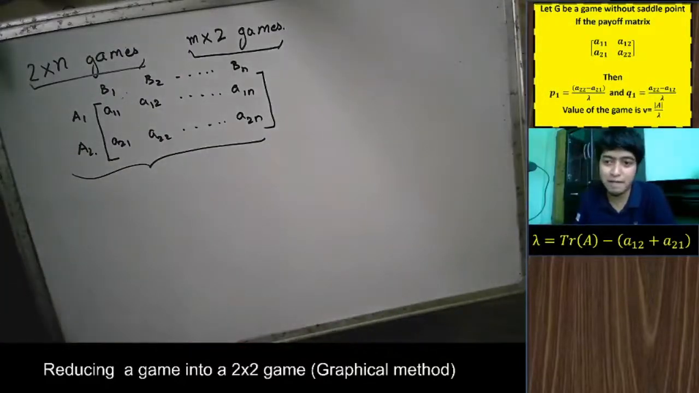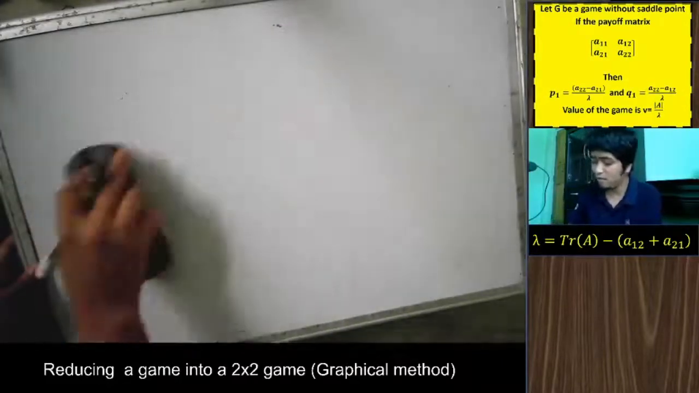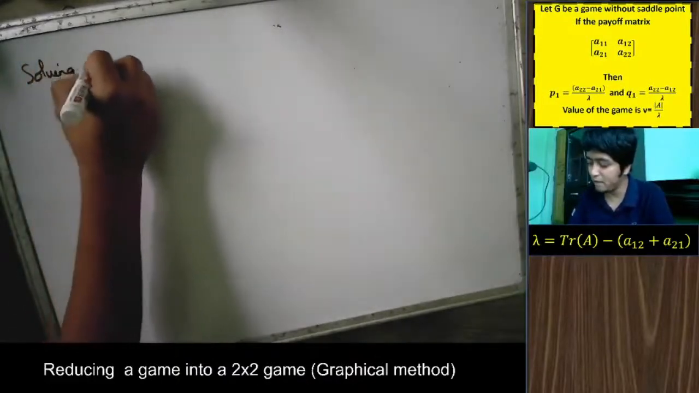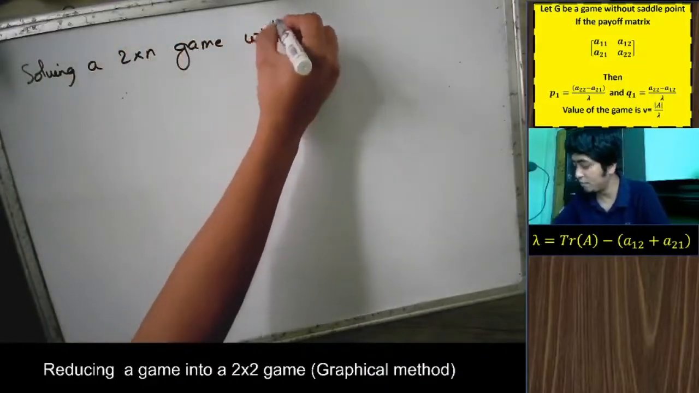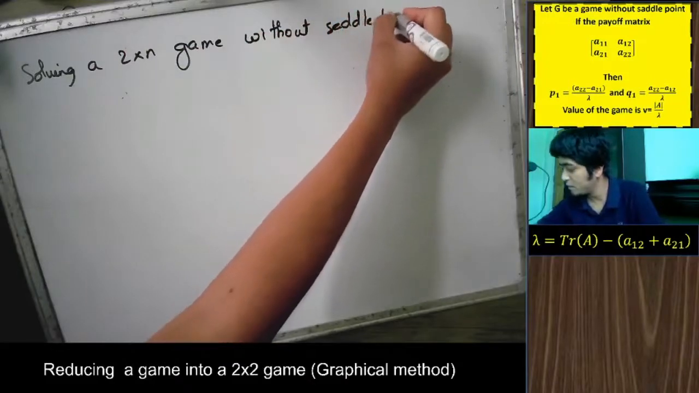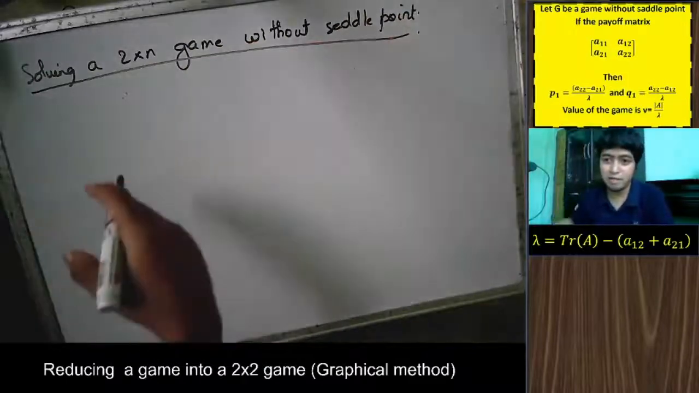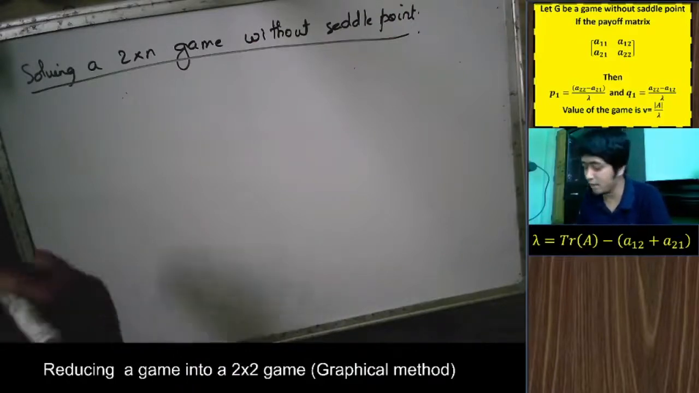We also have to keep in mind that right now we are doing games without saddle point. Okay, so I will write the heading. The heading is solving a 2 by n game without saddle point. Over here will be the theory as well as the method, how it works, and also how to do it.